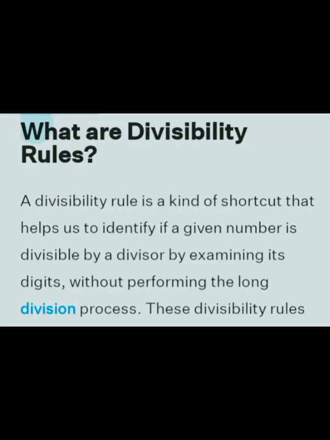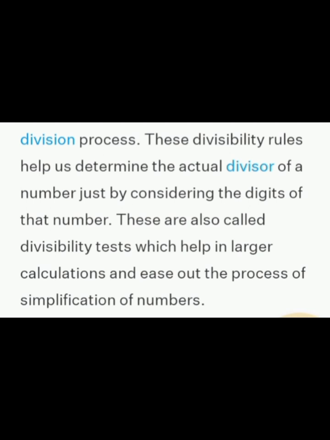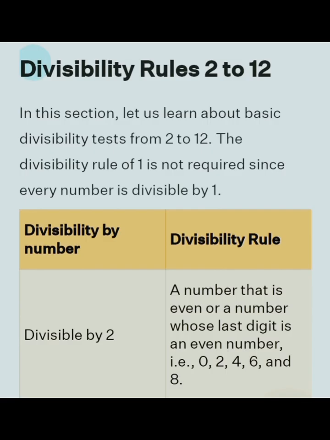What are divisibility rules? A divisibility rule is a kind of shortcut that helps us to identify if a given number is divisible by a divisor by examining its digits, without performing the long division process. These divisibility rules help us determine the actual divisor of a number just by considering the digits of that number. These are also called divisibility tests, which help in larger calculations and ease out the process of simplification of numbers.